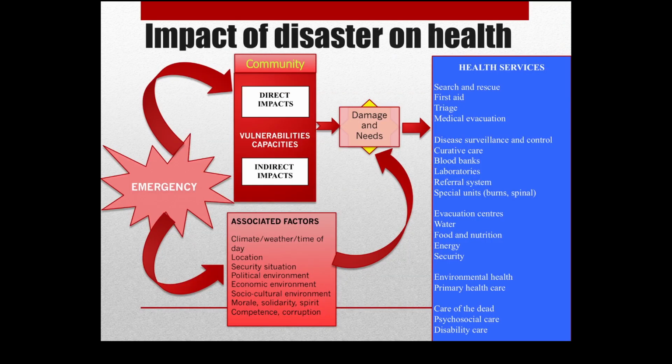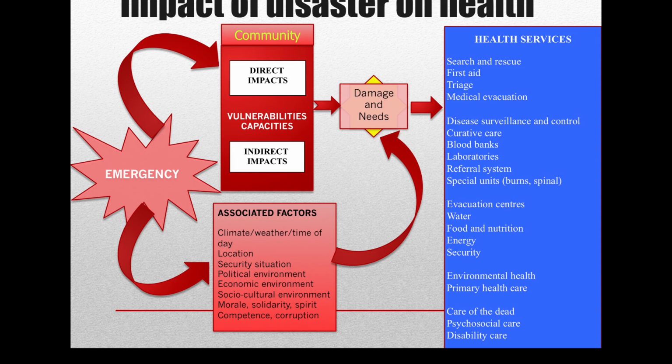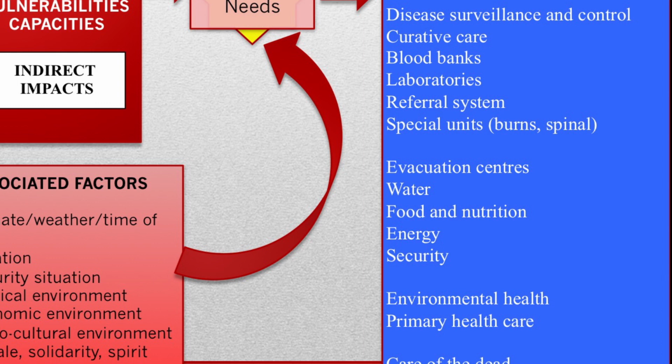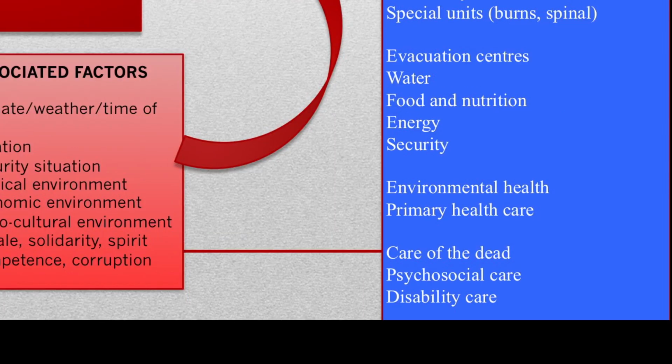If you look at this diagram, it's showing the health services that are needed when an emergency or a disaster impacts a community. In the beginning, there's the need for search and rescue, first aid and triage, and of course medical evacuation. After that, disease surveillance should be in place. There should be curative care, blood banks, and this is where the Philippine Red Cross has been very helpful, laboratories, the referral system, and special units, especially if there are needs for trauma or burn treatments. Evacuation centers, water, food and nutrition, energy security, environmental health, primary health care, care of the dead, psychosocial care, disability care. These are all the services that are needed after a disaster happens.